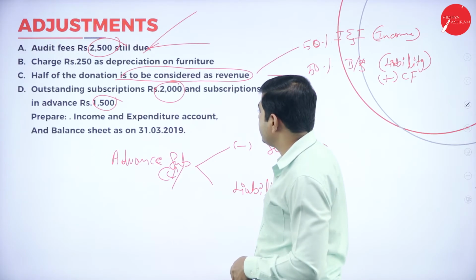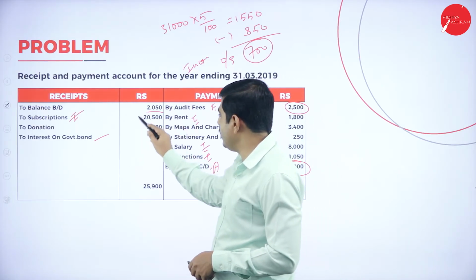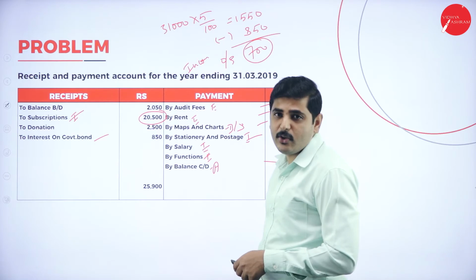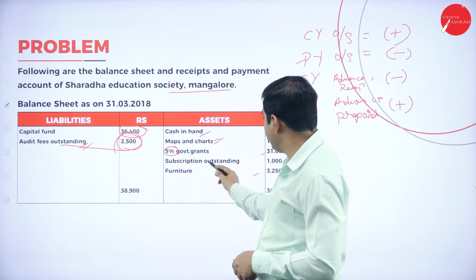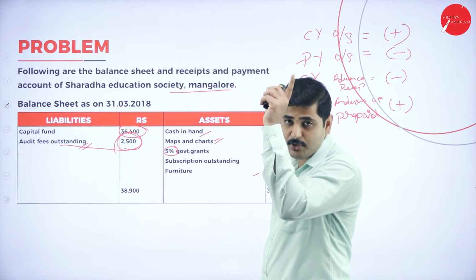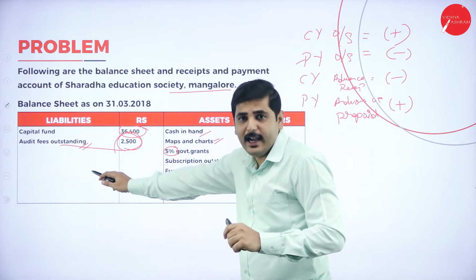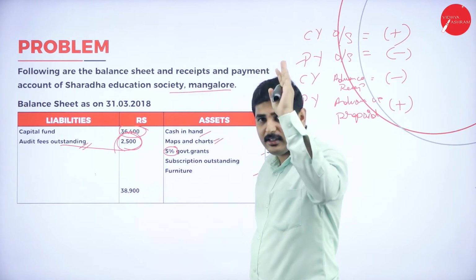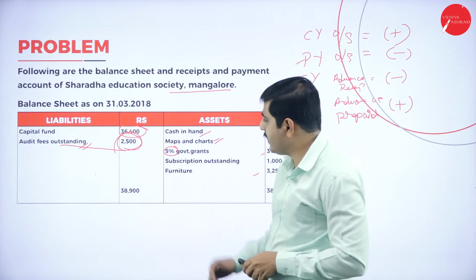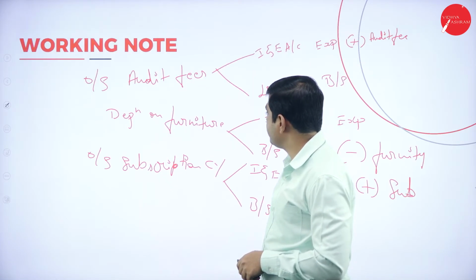First one, coming to the subscription. Total subscription received is 20,500. The previous year subscription outstanding is there, so deduct the previous year outstanding and add the current year outstanding. The previous year advance is shown on the liability side of the balance sheet, so add the previous year advance and deduct the current year advance. Okay.